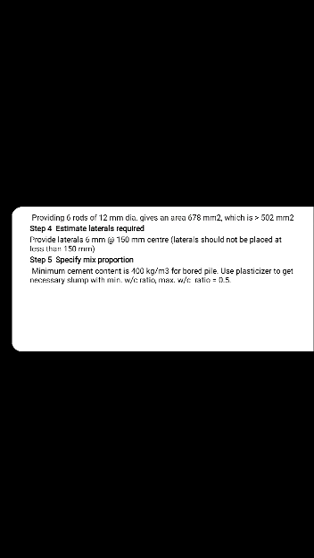Next step, estimate laterals required. Provide laterals 6 mm at 150 mm center. Lateral should not be placed less than 150 mm. Next step is to specify mix proportion. Minimum cement content is 400 kg per meter cube for bored pile. Using plasticizer to get necessary slump with minimum water cement ratio. The maximum water cement ratio is 0.5.